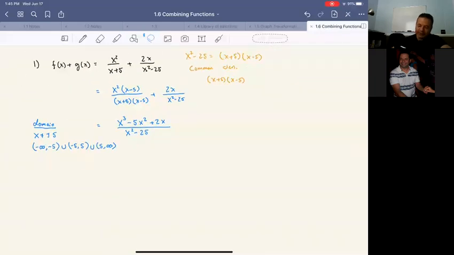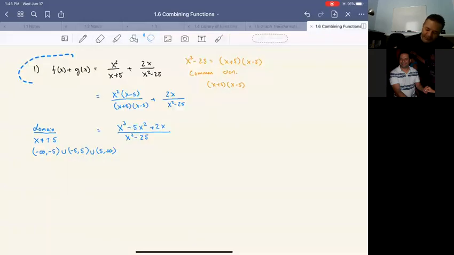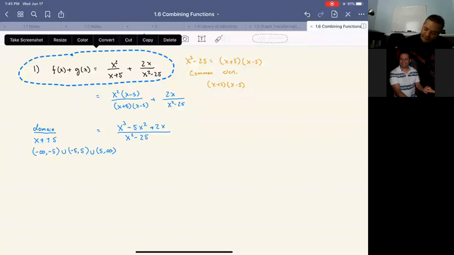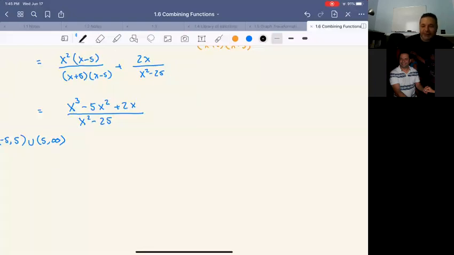Let me just see how much space I've got here. Okay. Now we're going to do f of x minus g of x. So one of the nice things I like about... never mind, I guess I can't do that. I'll have to figure out how to do that. I was just going to copy and paste it. I thought I had that figured out, but apparently not.